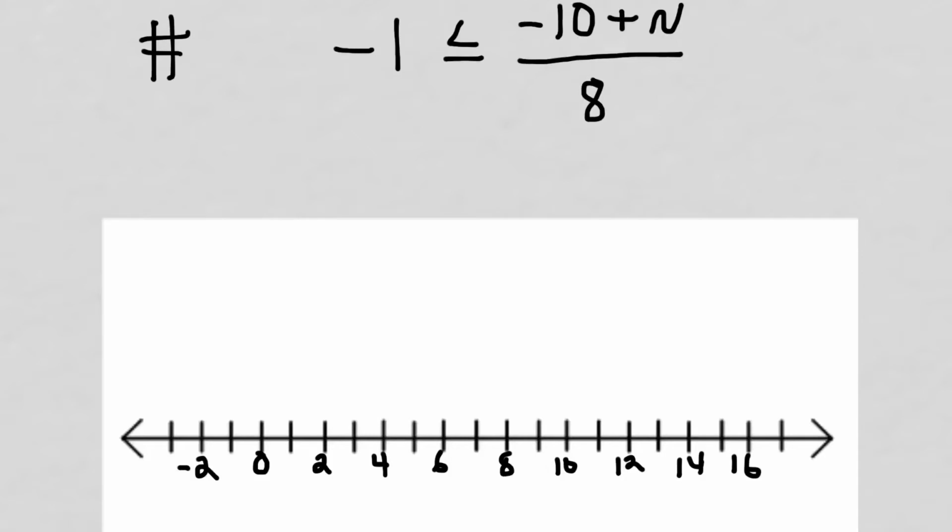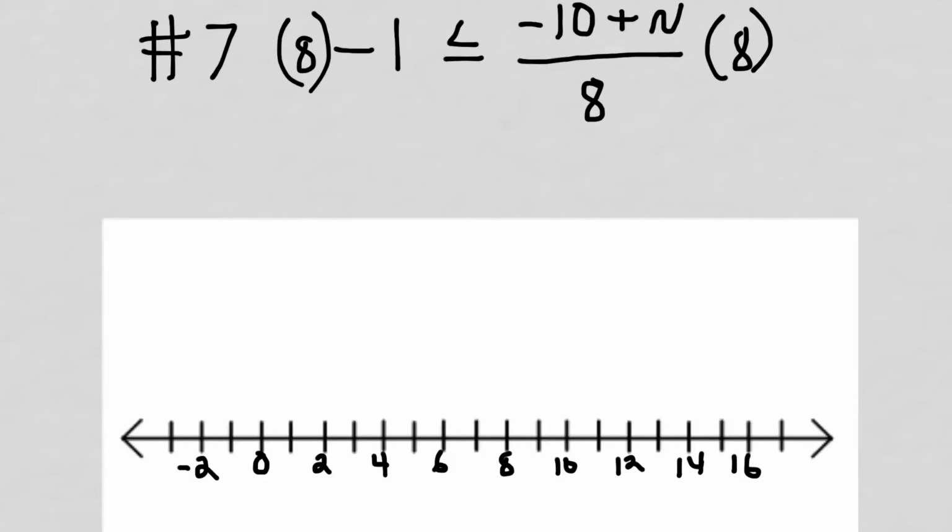All right, with number 7, we start into two-step equations. So this one is negative 1 is less than or equal to negative 10 plus n divided by 8. In number 6, we had a fraction, or again, division, so we have to treat this the same way. I want to get that negative 10 plus n by itself. So the way to do that is to undo this divide by 8. The way to do that is to multiply by 8.